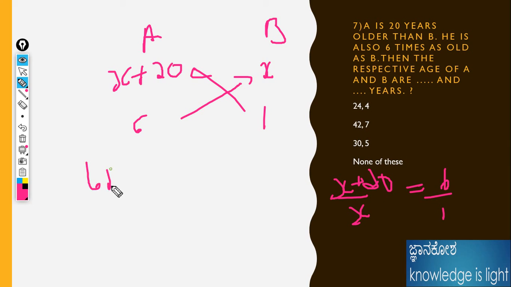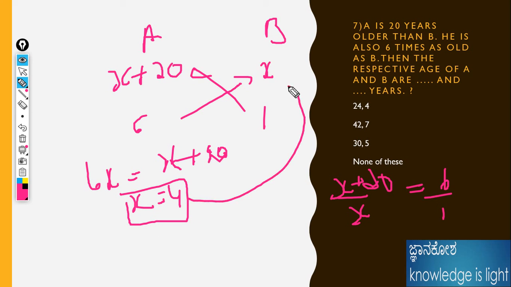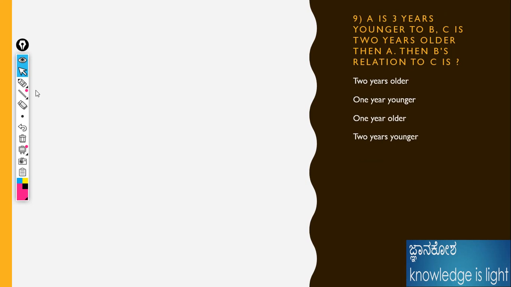What will be the equation? 6x is equal to x plus 20. Therefore, 5x is 20, so x is equal to 4. Why? Because 20 divided by 5 is 4. B's age is 4 and A's age is 4 plus 20, which is 24. 24 and 4 is the answer for this question. Sometimes the question may ask for the ages after 5 years, in which case just add it. Okay, fine. Move on to the next question.